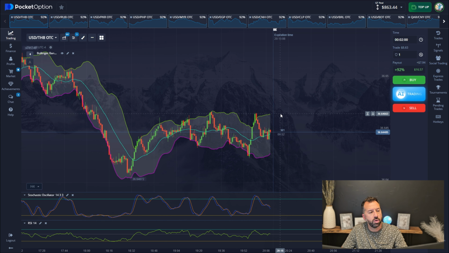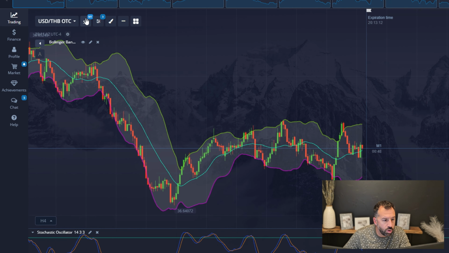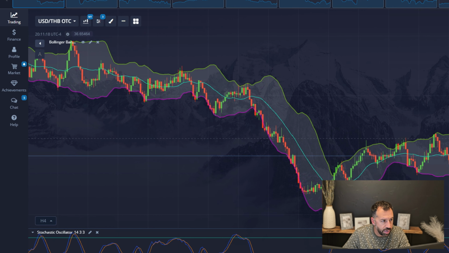Okay, so what I was talking about earlier was price action and trend lines. All right, so on the 1 minute time frame, you can see here that we are on a downward trend, right? Downward trend.